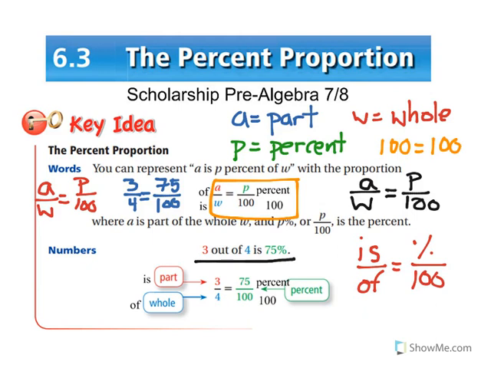And then on this proportion, again, 3 out of 4 is 75%. It's out of 4, so the 4 is down here. It's 75%, so the 75 goes where the percent sign is. And then the last part is 3. So let's go ahead and try some problems.